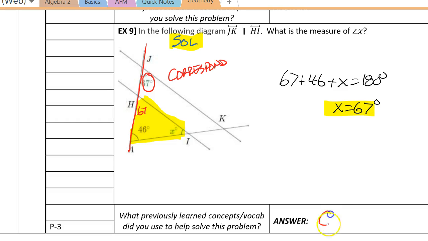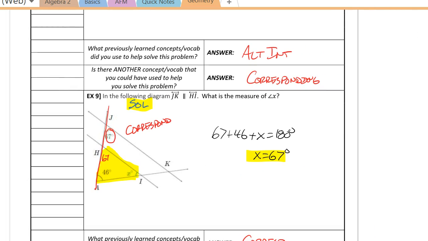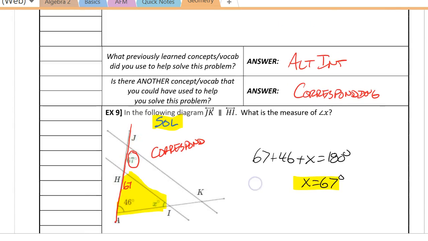We saw the idea of corresponding angles showing up in this particular problem. In our previous, we saw alternate interior and corresponding angles as well. Let's not forget those as we move forward and attempt these triangle angle relationship problems on our own.